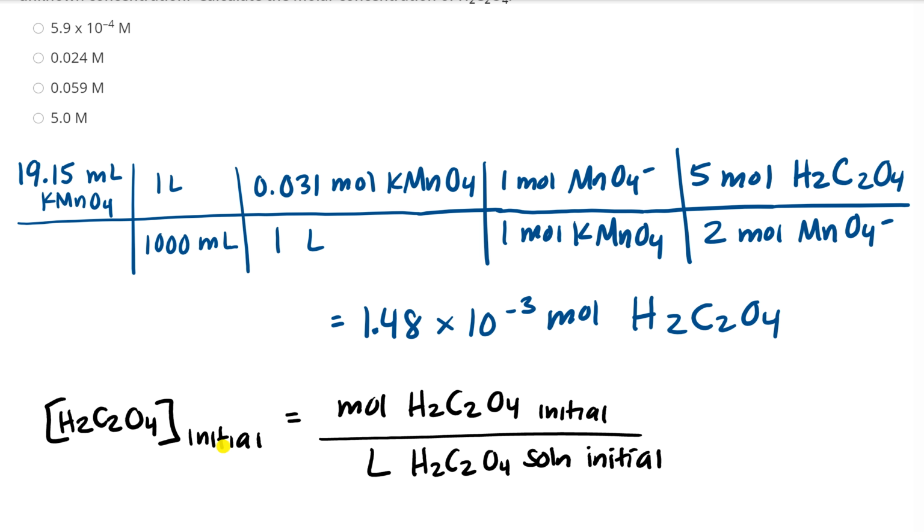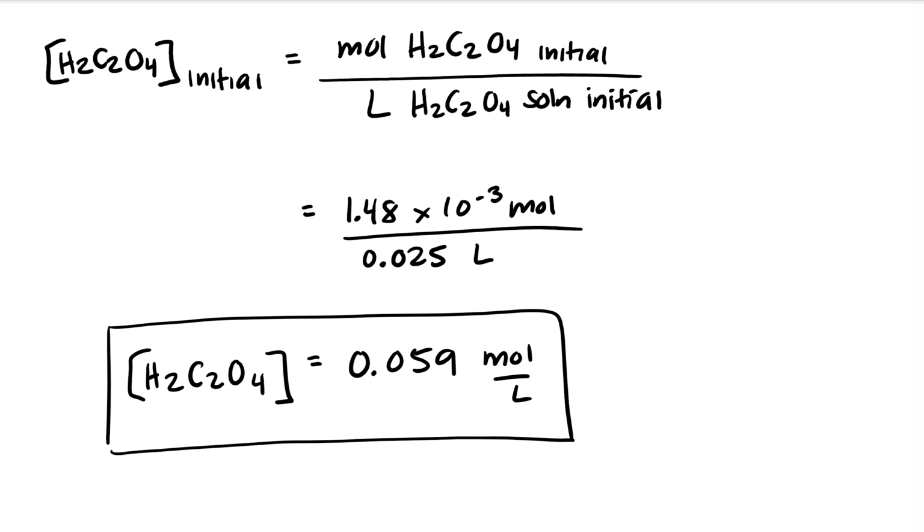So we're going to plug and chug here. Plugging in the moles that I got from my dimensional analysis and stoichiometry and the volume of 0.025 liters. That was how much acid we started with in the beginning. You'll see here that our acid had a molar concentration of 0.059 moles per liter.